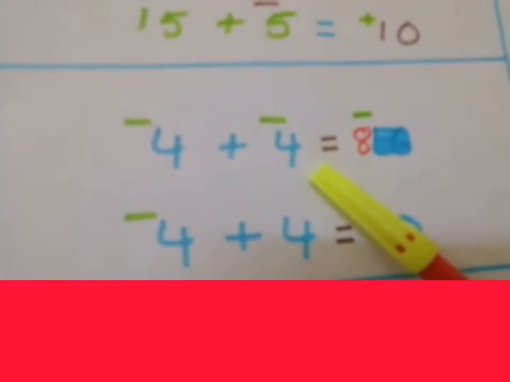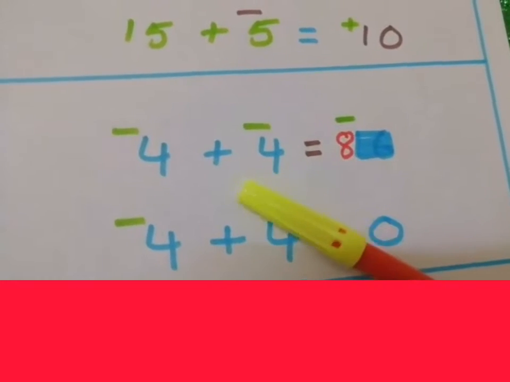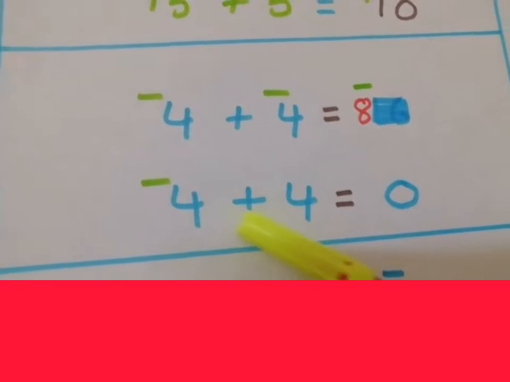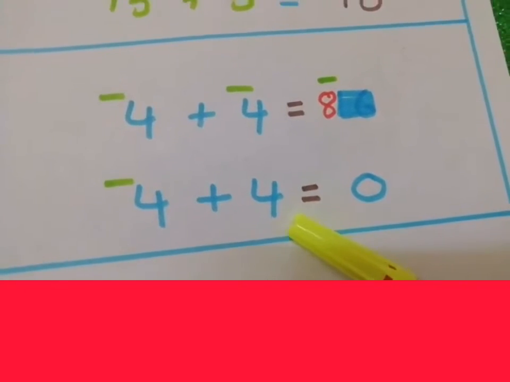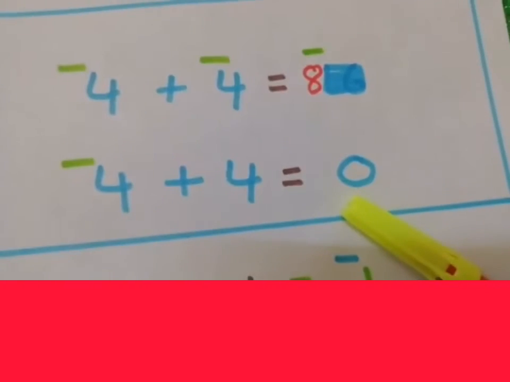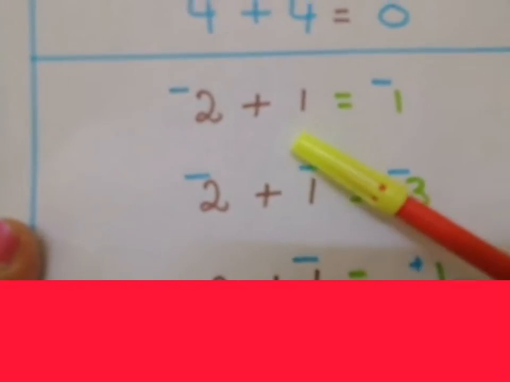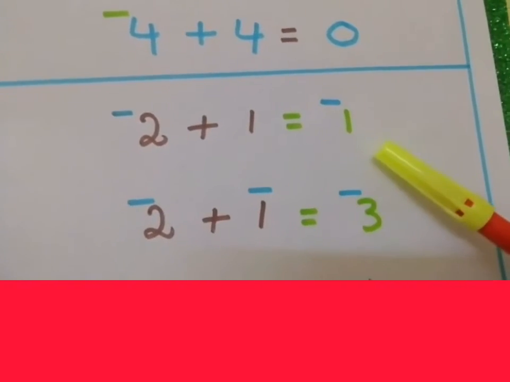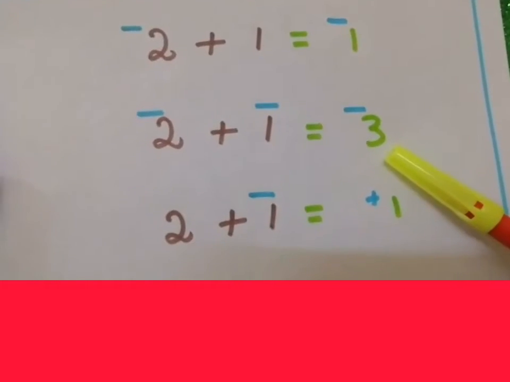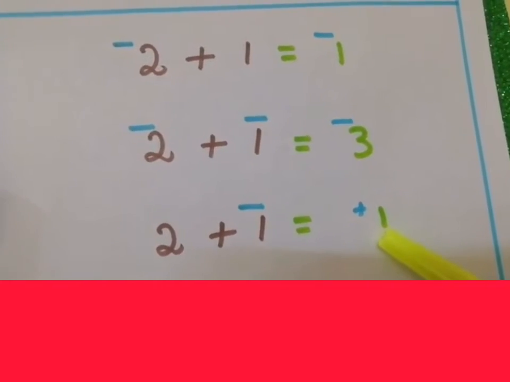Negative 4 plus negative 4. 4 plus 4 is equal to 8. Both the numbers are negative, so it is negative 8. Then negative 4 plus 4. Here difference is equal to 0. 0 is neither positive nor negative. Another example. Negative 2 plus 1 which is equal to negative 1. Negative 2 plus negative 1 is equal to negative 3. 2 plus negative 1 is equal to positive 1.